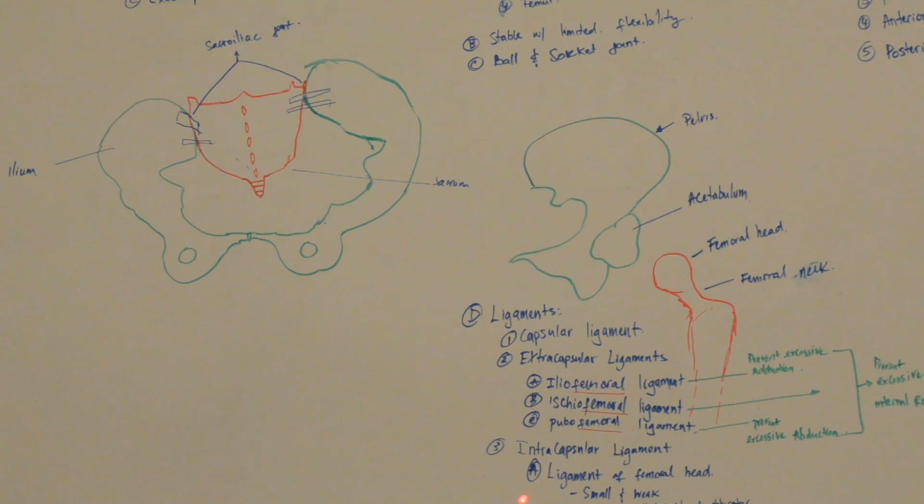The next ligament that we looked at was the intracapsular ligament. This is the ligament of the femoral head that's within the capsule. It's a very small and weak ligament, and it also carries a small branch of the obturator artery to the femoral head.